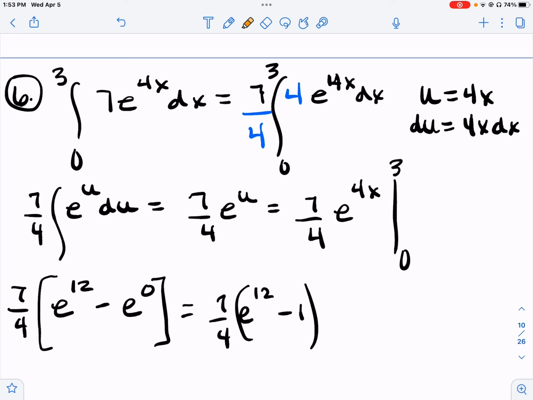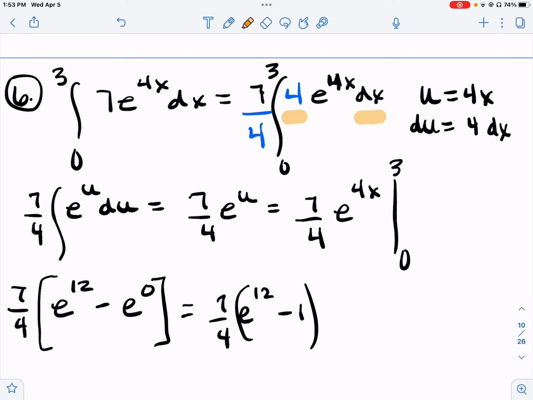To integrate e, u is the exponent 4x, which gives us du. du is 4dx. The 7 is a number I don't want, so I take it out. I do need a 4, so times a 4 divided by a 4. The 4 and the dx are du. So inside that integral, it gives us e to the u du. The integral of e is e. So we have 7/4 e to the 4x.